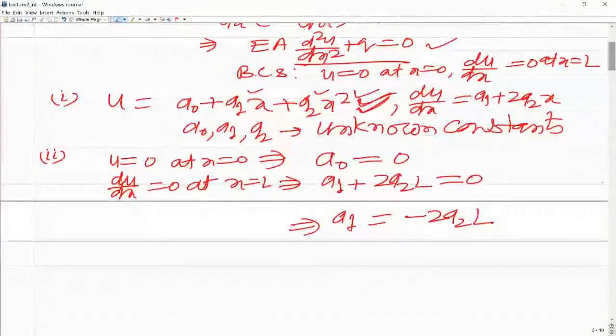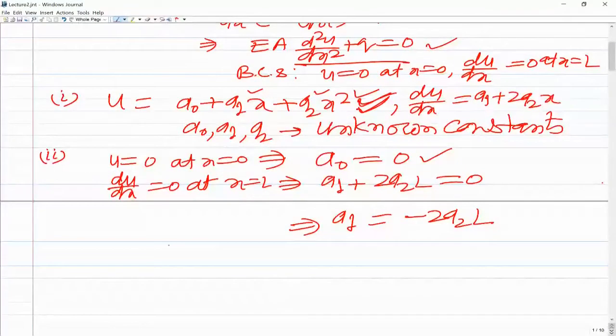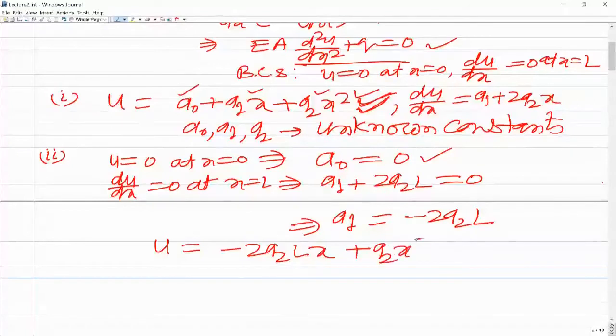Now with this, a naught is already 0 and a1 is minus 2a2 into L. So after the second step, that is after eliminating some of the constants from the approximate solution, we will have a0 as 0, and a1 as minus 2a2L, so minus 2a2L into x, and of course a2 remains as it is, a2x square. So now you see that there is only one constant, a2, left. I can take a2 common here and write this expression as x square minus 2Lx.